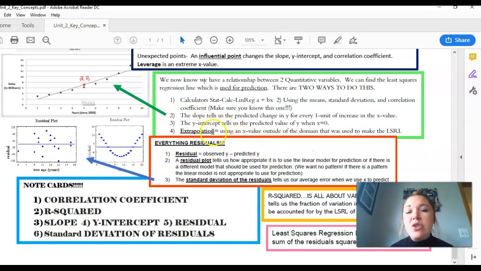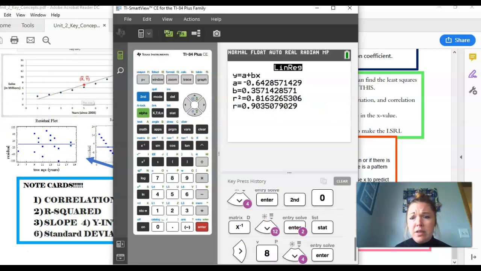Now let's talk about extrapolation. Extrapolation is where I would want to use this line, this linear regression equation. And if some of you are wondering, what is the regression equation? Let's go back to our calculator. This is just from the data that I put in. But remember, you're going to say Y hat is equal to A, my Y-intercept, plus B, my slope, 0.3571x. So Y hat is equal to A plus BX.